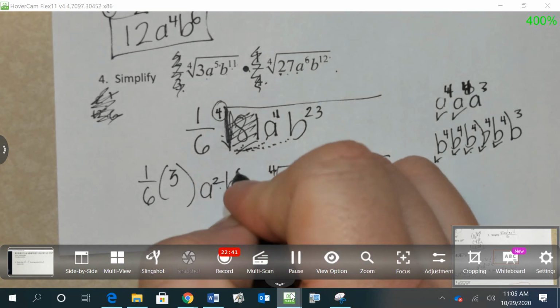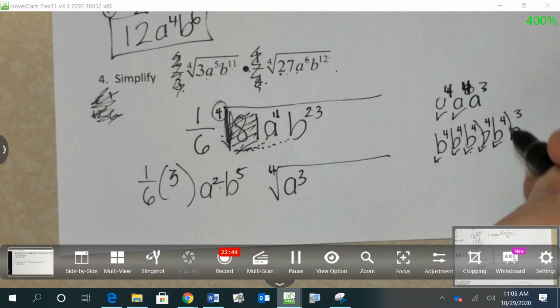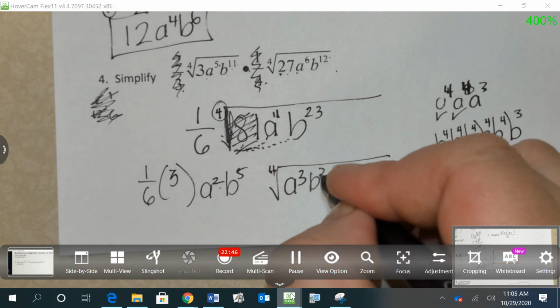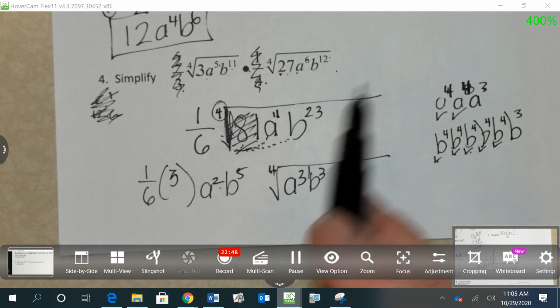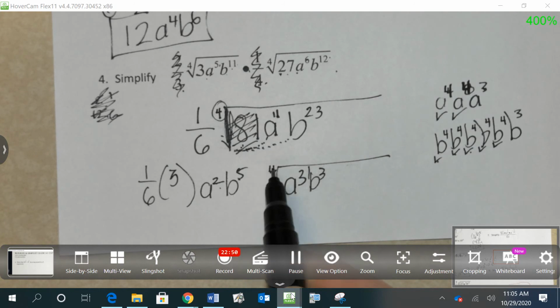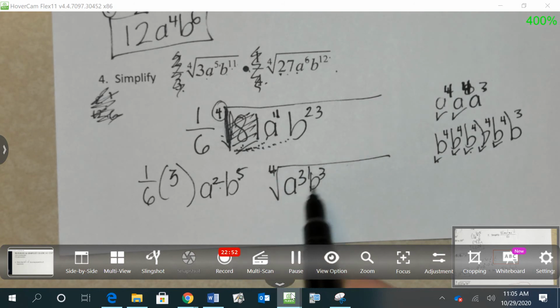I'll let out 5 of you. There's 5 full groups, but there's not enough here to be let out. Must stay inside. How can I check to see if I did it right? 5 times 4 is 20, plus 3 is 23.